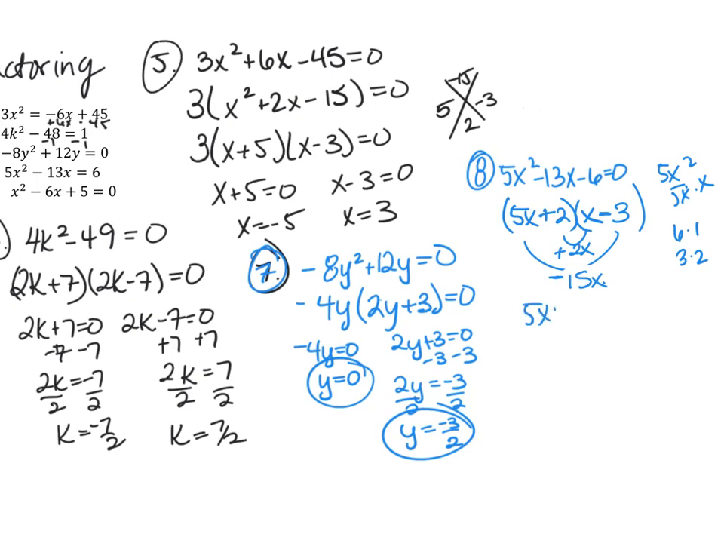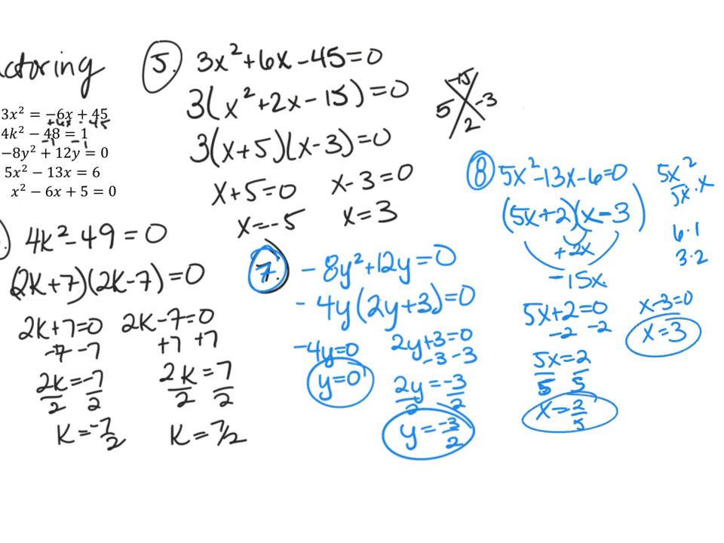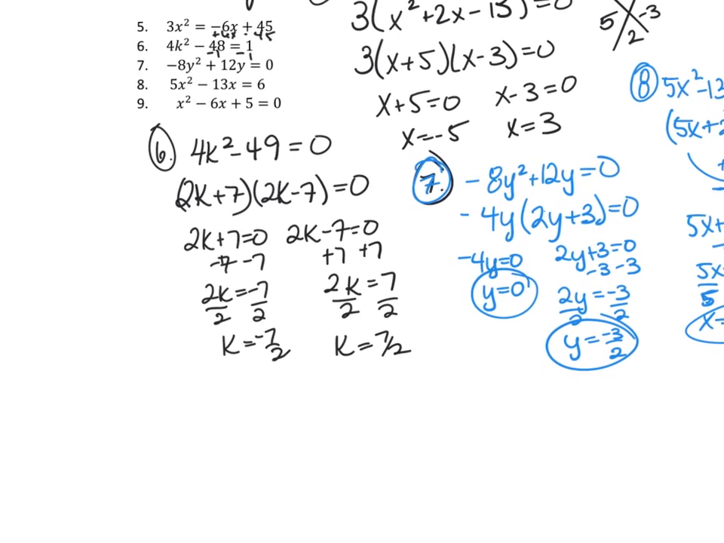So I can set 5x plus 2 equal to 0. So 5x equals 2. So x is 2/5, and x minus 3 equals 0, so x equals 3. So I have 3 and positive 2/5.